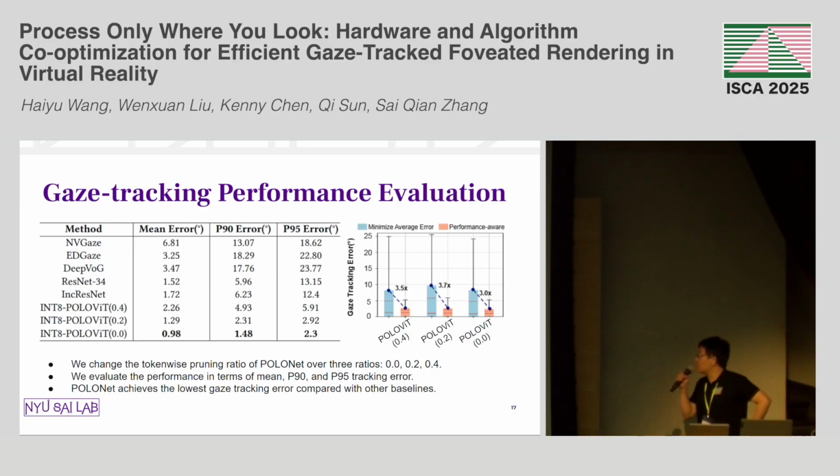And finally, we describe some evaluation results. This is the accuracy evaluation result. We compare this Apollo ViT against some prior work here. And we evaluate Apollo under different token pruning ratios, from no token pruning, 0.0, to 20% to 40%. We show that our Apollo ViT can achieve the lowest gaze tracking error and the lowest P95 percentile error.